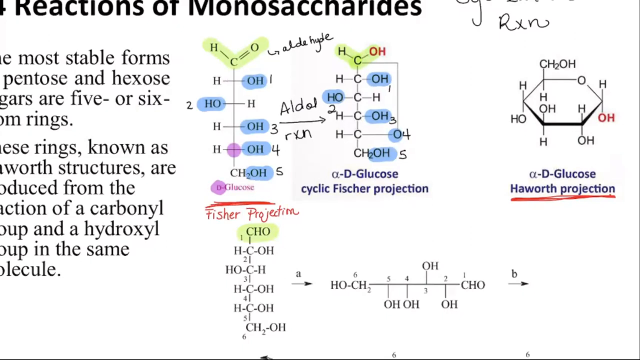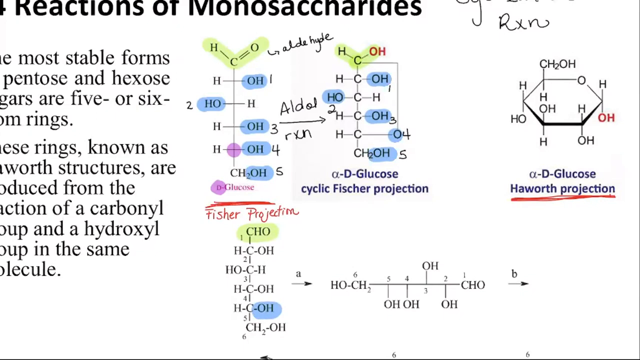And then we can see specifically that this also illustrates how we form the Haworth projection for glucose, okay? So the OH that is going to react with the carbon in the carbonyl of the aldehyde is this one, okay?